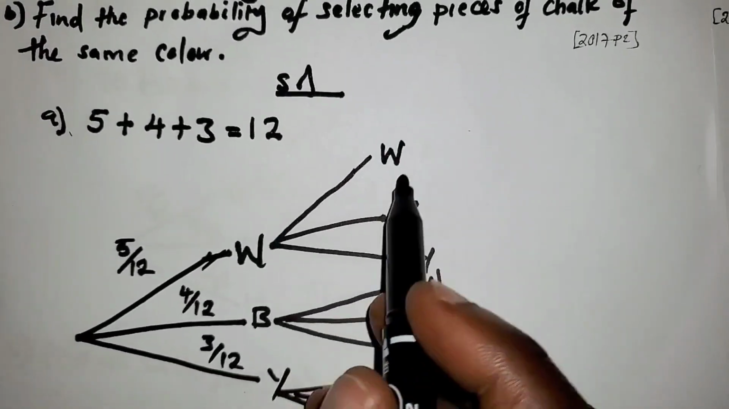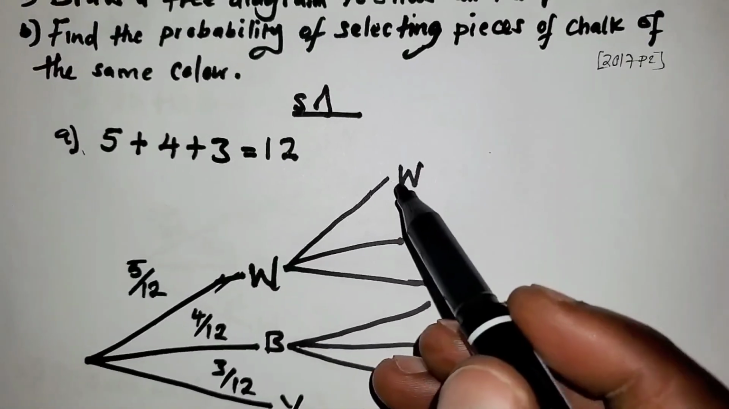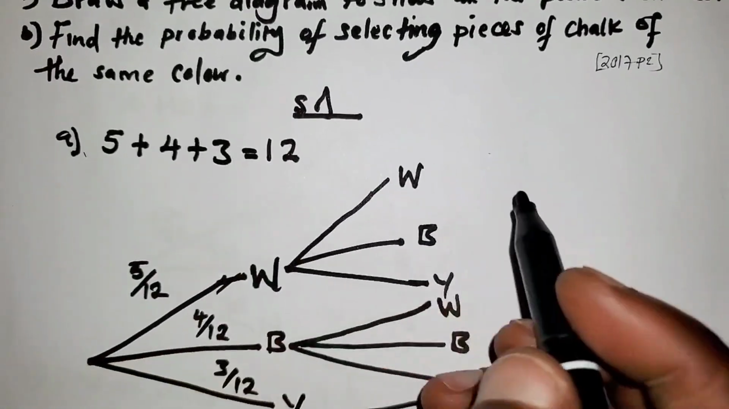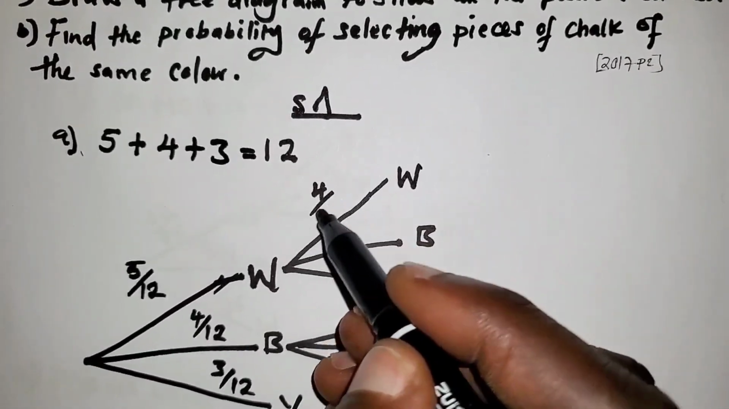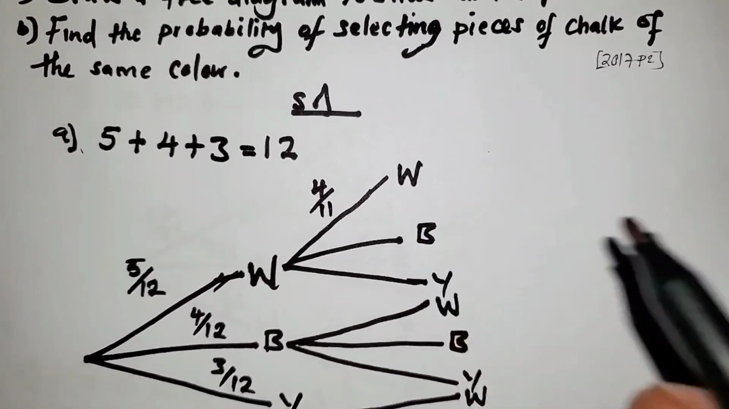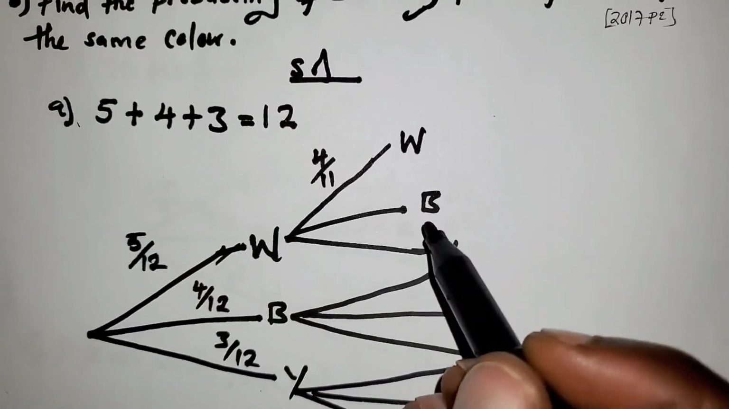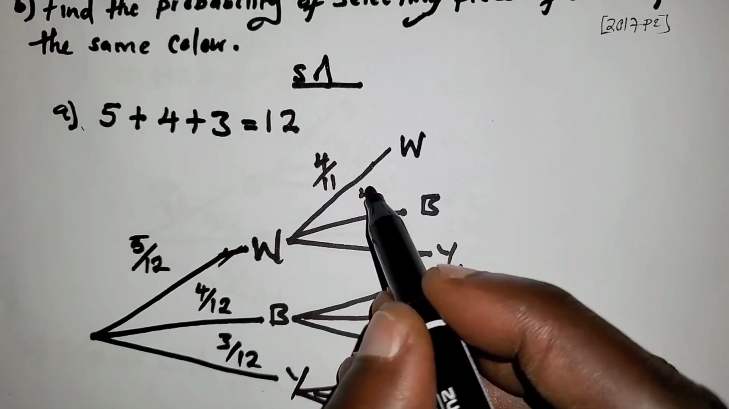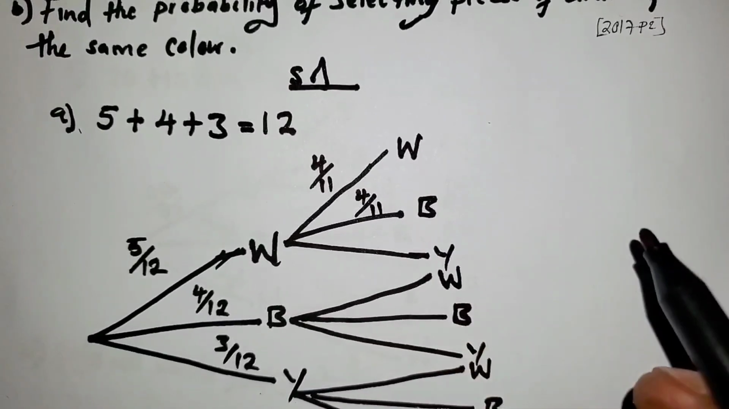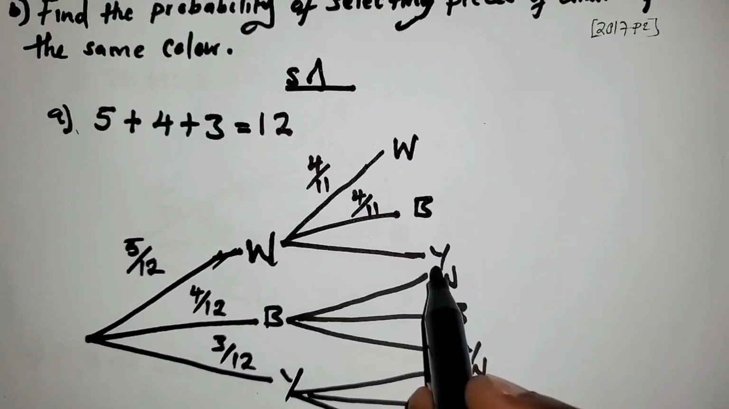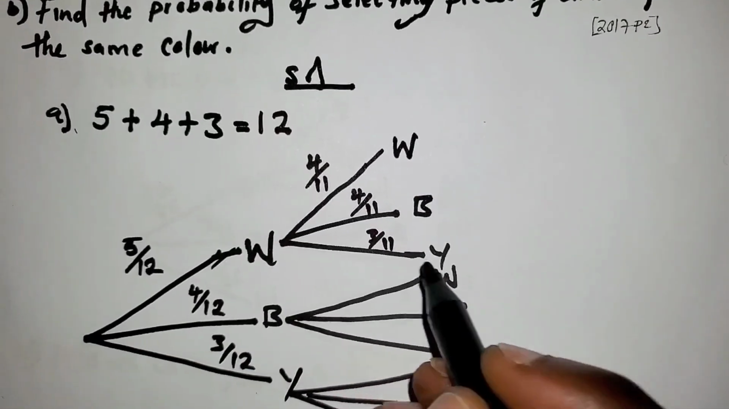So W here, we're going to assume that the piece of chalk that wasn't replaced was white. How many white do we remain with? We remain with 4. 4 over what? Over 11. Okay, 4 over 11. Then blue will maintain. Blue will still be 4. The total number will be affected by 1 to be 11. Okay, yellow will maintain as 3 over 11.